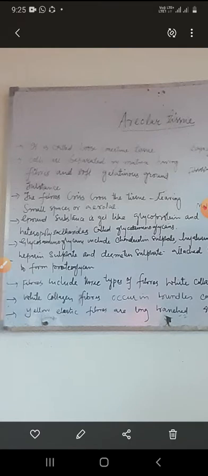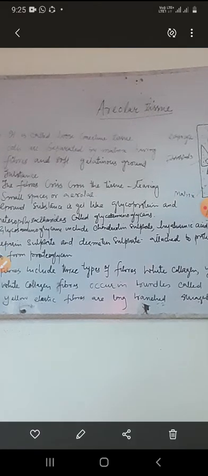Areolar tissue is the type of proper connective tissue. Why is it called areolar connective tissue? Because you will see that the fibers inside the areolar connective tissue leave small spaces between the cells and fibers. These spaces are called areolae, and therefore it's called areolar connective tissue. It's also called loose connective tissue.